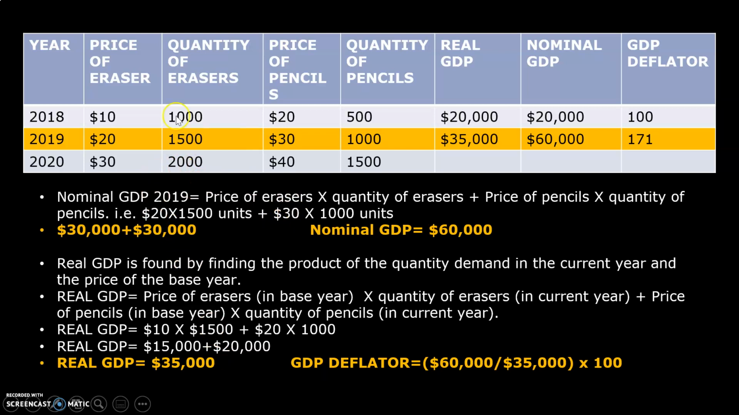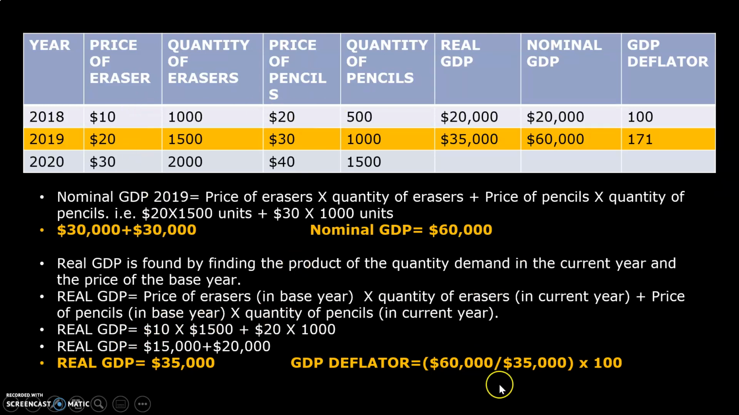But for nominal GDP, we'll use the price of the year that the goods were produced. So 20 times 1500 plus 30 multiplied by 1000. This will give us the figure for our nominal GDP. But for real GDP, we'll use the base year prices.